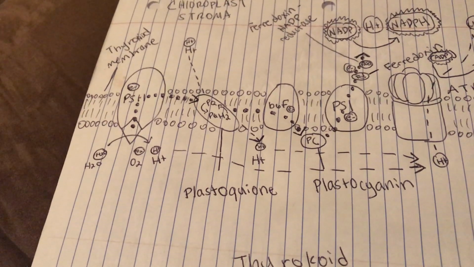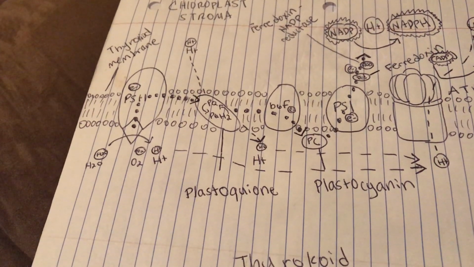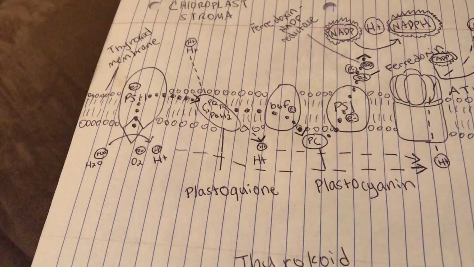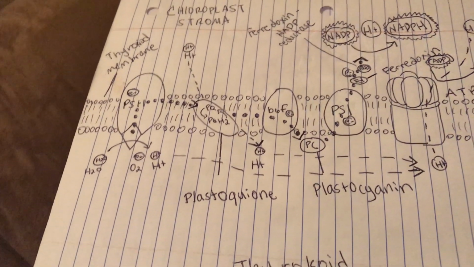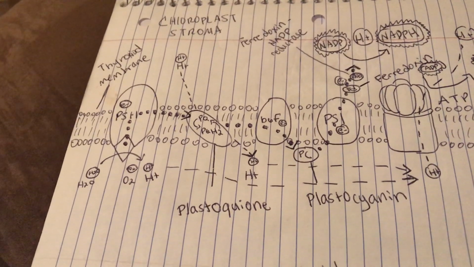So 3-phosphoglycerate is basically a molecule in the Calvin cycle. Not really much to say about it, but it's also abbreviated to G3P.